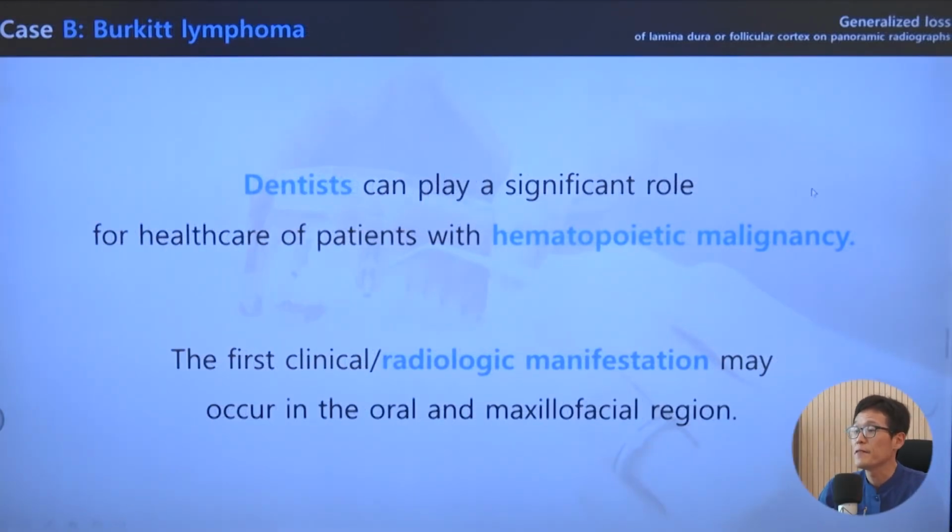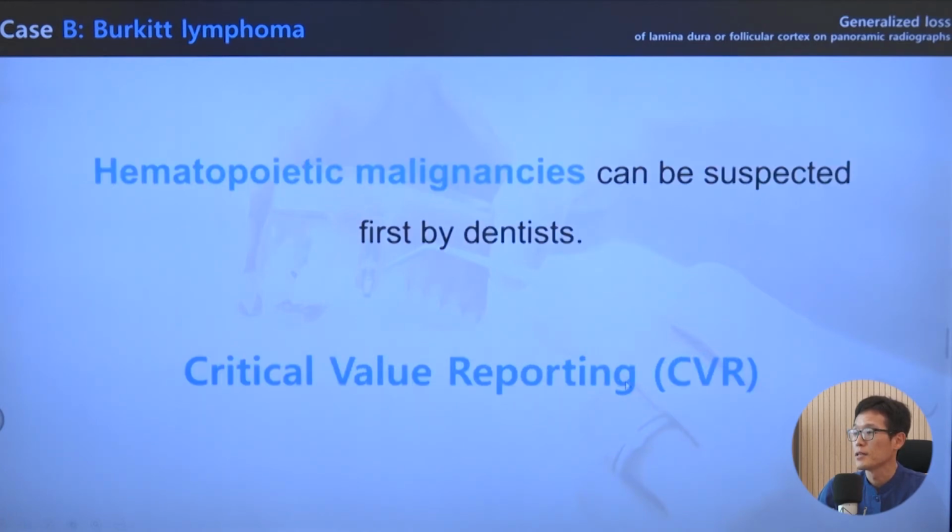Dentists can play a significant role for healthcare of patients with hematopoietic malignancy. The first clinical and radiologic manifestations may occur in the oral and maxillofacial region. So, hematopoietic malignancies can be suspected first by dentists. When we come across a suspected hematopoietic malignancy, we usually do critical value reporting. Here are such cases where we did a critical value reporting.